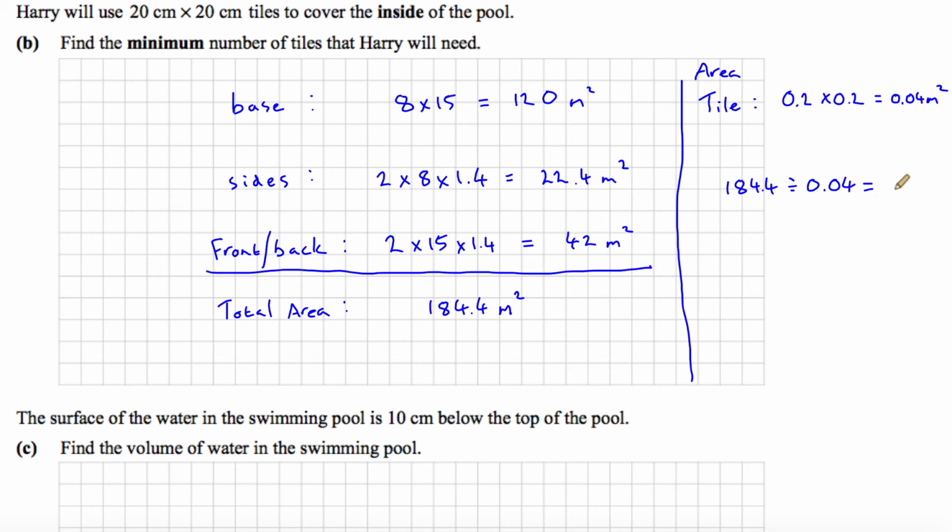And that gives us an answer of exactly 4,610. So that is the number of tiles that would be needed, the minimum number. So the answer is 4,610.